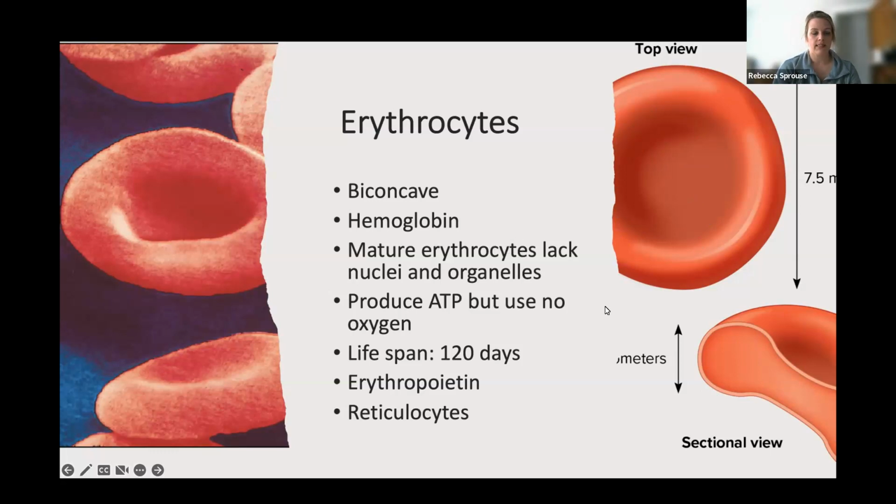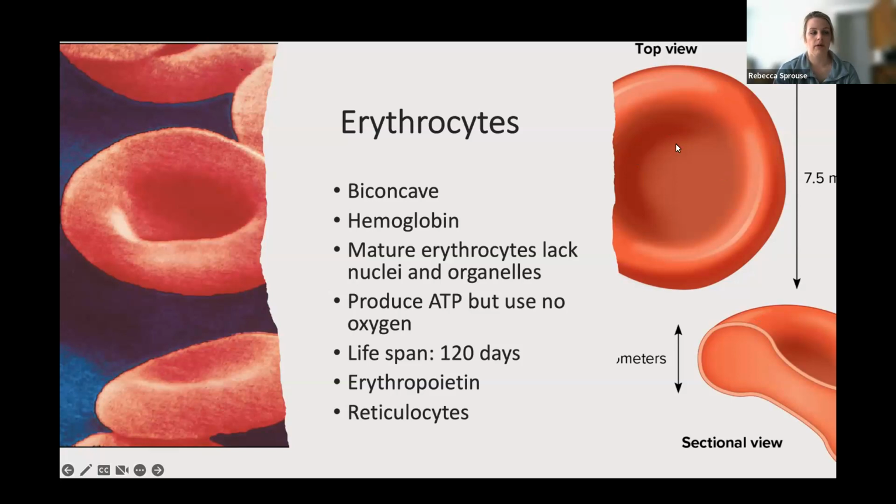Mature erythrocytes lack nuclei and organelles, which means that they cannot reproduce themselves because they don't have any genetic material. The other interesting thing about that is they don't have mitochondria. So they do produce ATP, but not with mitochondria. They do it through glycolysis, but they also do not use any oxygen that they carry. So that's handy, so that they're not actually utilizing oxygen that's located on them.